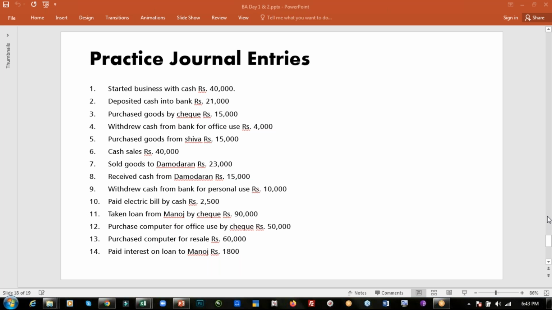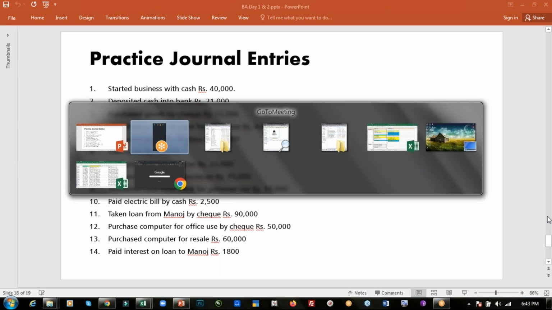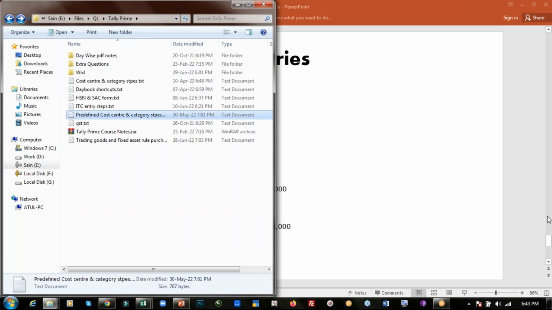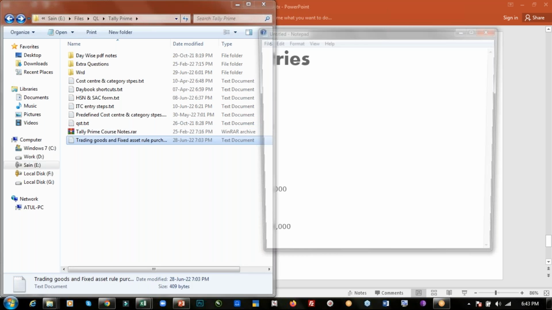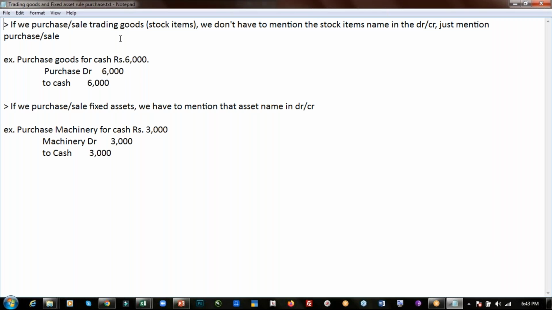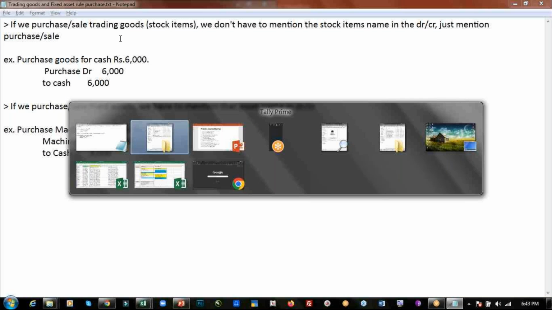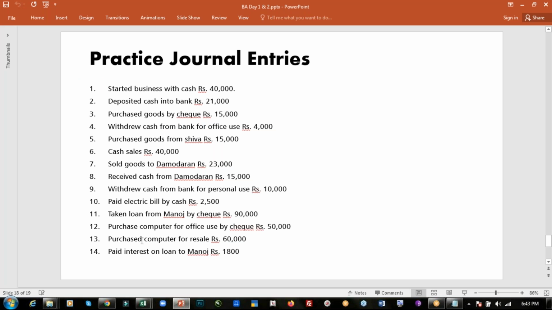As we have discussed earlier, let me show you what we have discussed. If we purchase or sell the trading goods, we don't need to mention the stock item name. We will mention only purchase or sale in the debit or credit. So only purchase will go for the debit, and in the credit, no payment method is given, and also there is no party name.